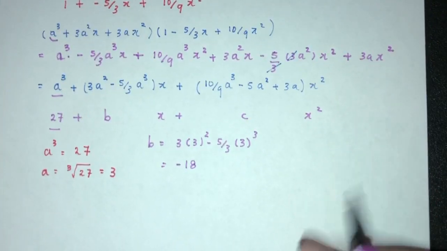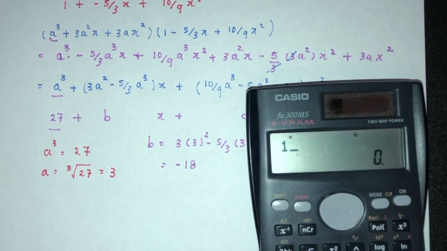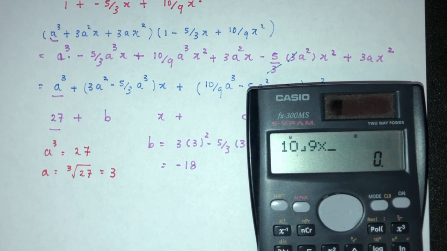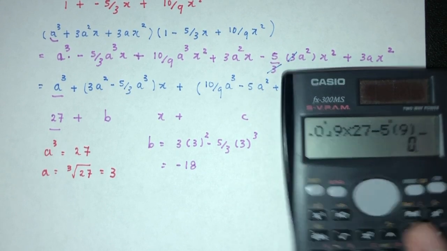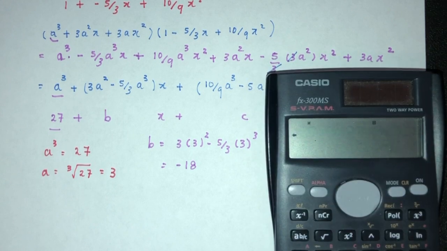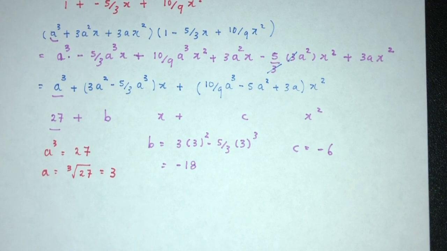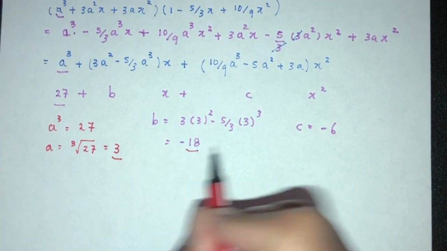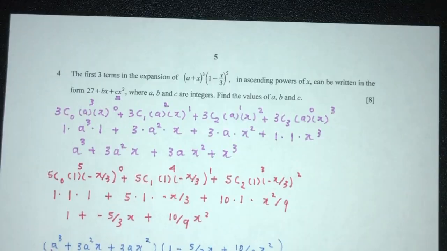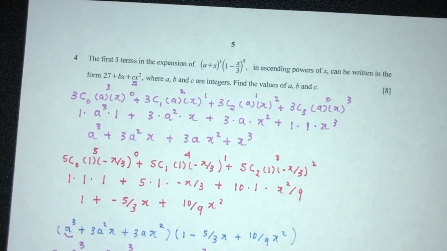And for this one, the value of c is 10 over 9 times 27, minus 5 times 9, plus 3 times 3. That should be minus 6. So these values are all integers. As you can see, the value of a will be 3, b will be minus 18, and c will be minus 6. They're all integers. That will be the values of a, b, and c, and that is your question number 4.